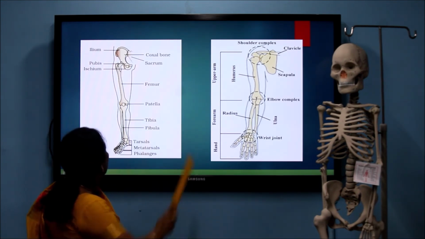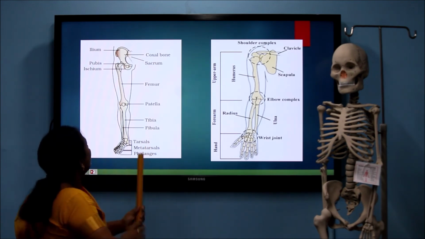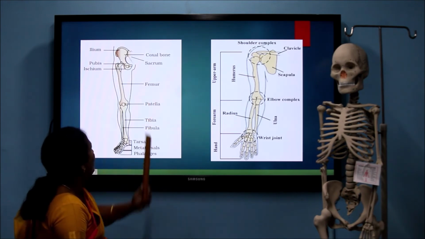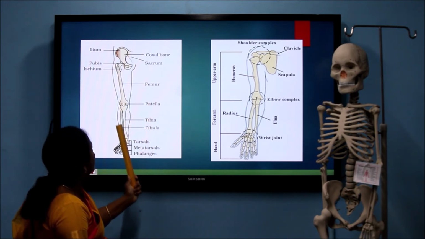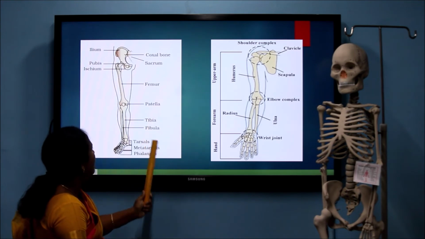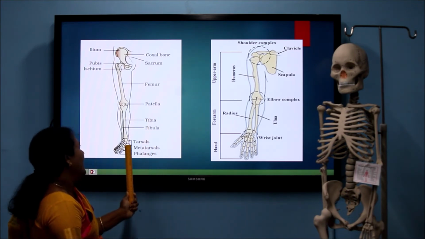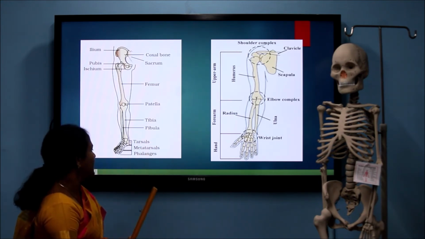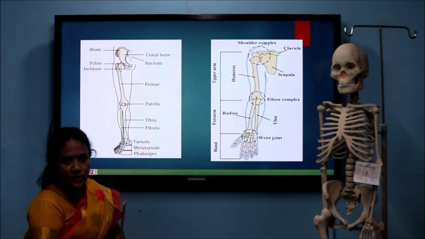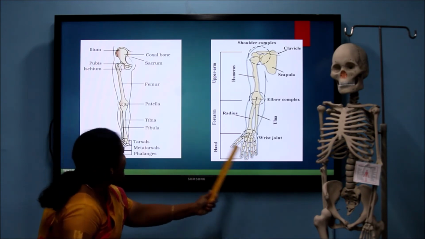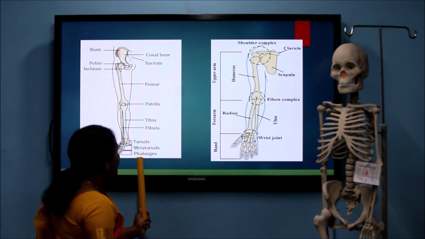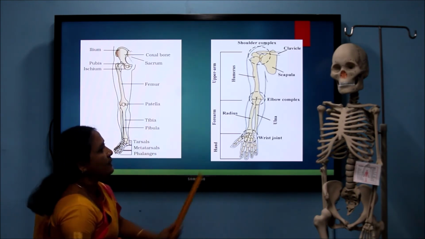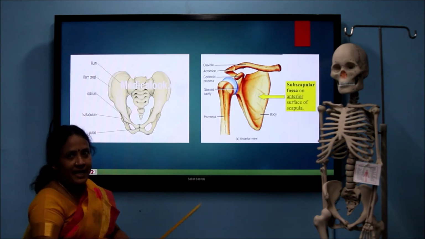Then coming to the leg portion. Here we can see the longest bone. The thigh bone is the longest bone, called the femur. Below this femur there are two bones, the tibia and the fibula. Then in the ankle region, the tarsals, then metatarsals and the phalanges. So here carpals but here tarsals; metatarsals and metacarpals, phalanges. In this way our limbs are designed.